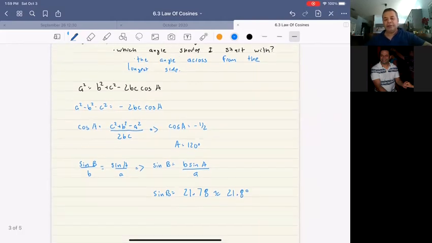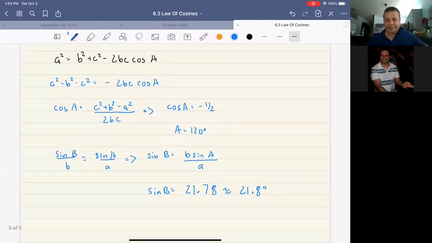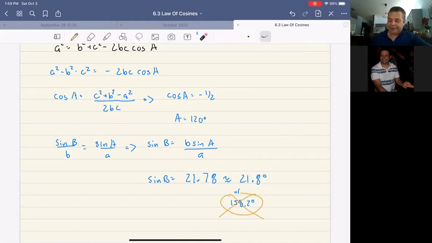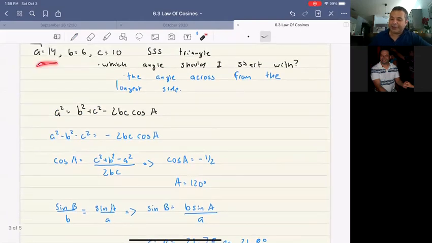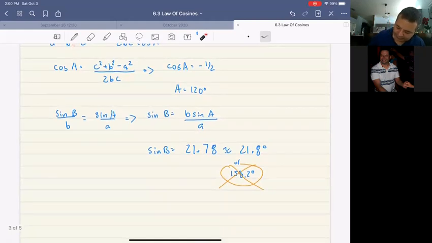Do I have to worry about the other angle? I don't have to worry about it. The other angle that has the same sine is 158.2 degrees. But again, I don't have to worry about it. The reason is, again, because A is the largest angle, right? So 158 is bigger than 120, so this one can't work. The same thing with sine of C.